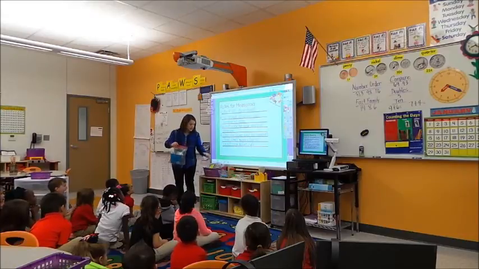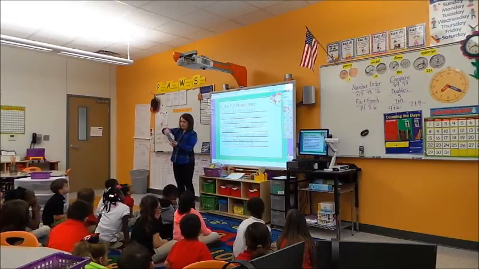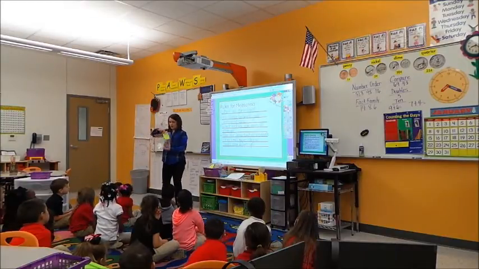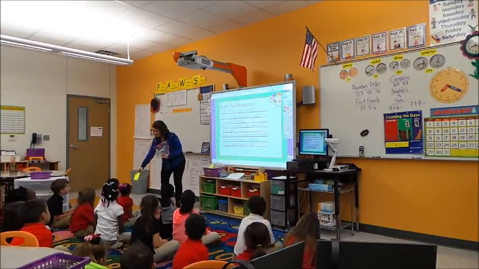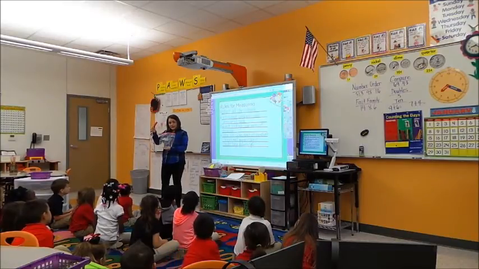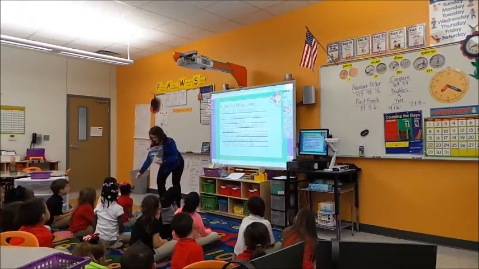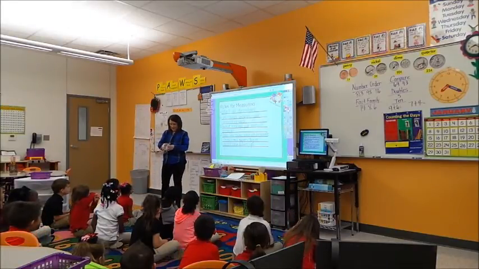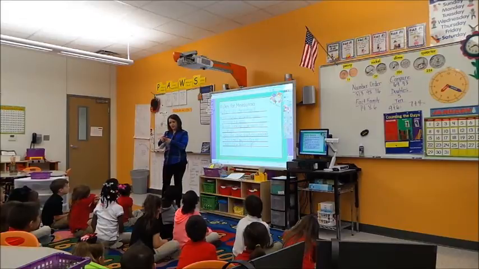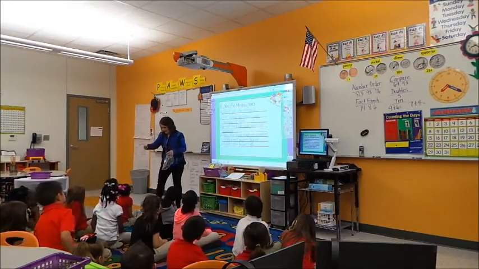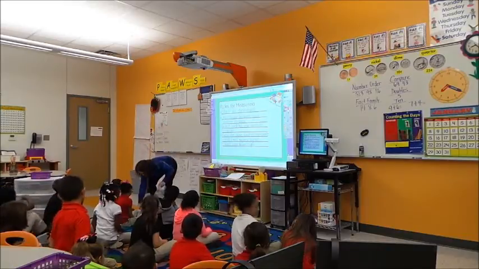I'll go through and tell you what everything is in here. This is your book you'll measure. You want to help me? This is your index card. These are your linking cubes. You have a marker, a crayon, and a pink eraser. I want you to turn knee to knee with your partner.